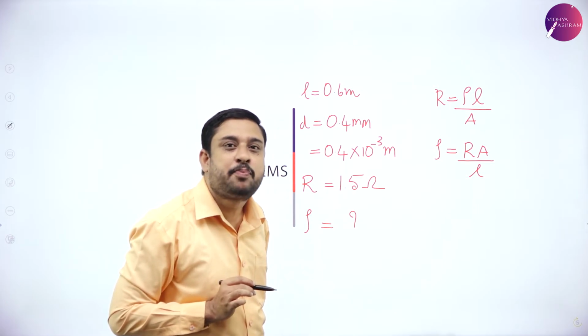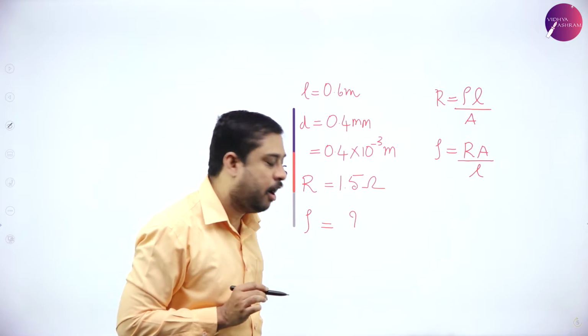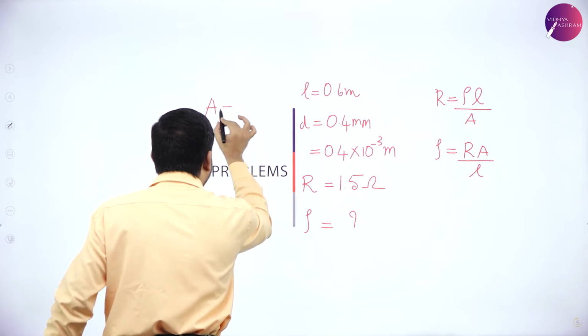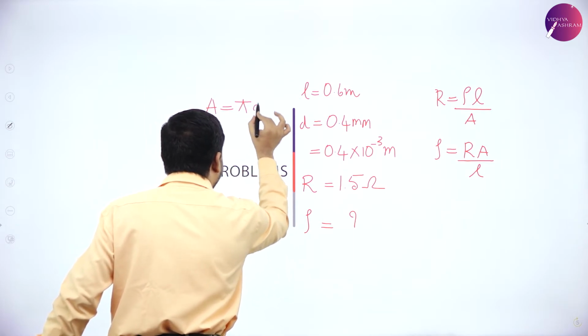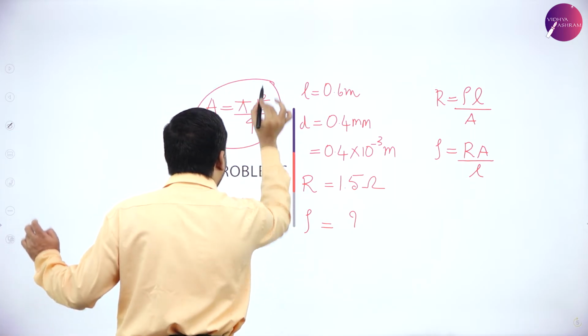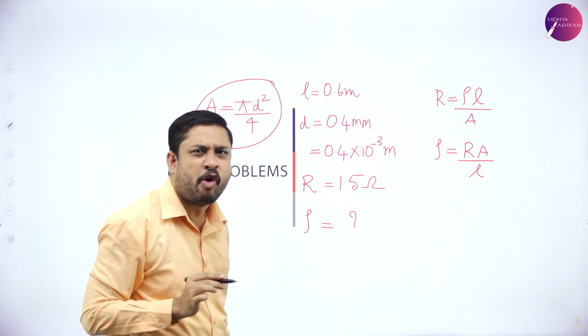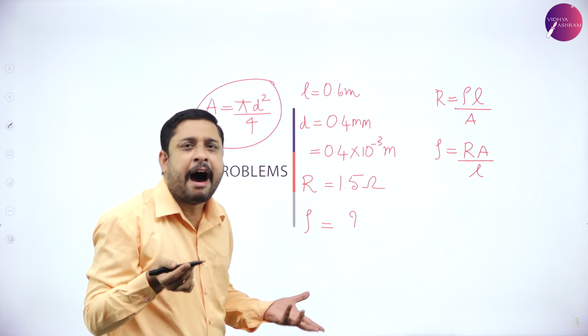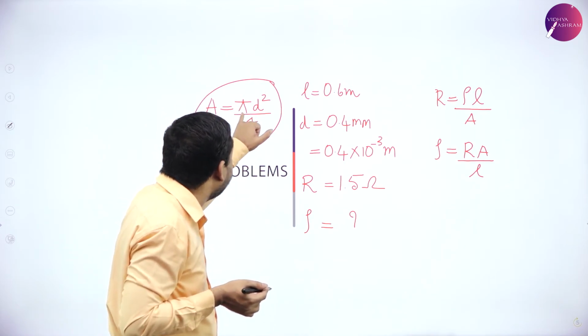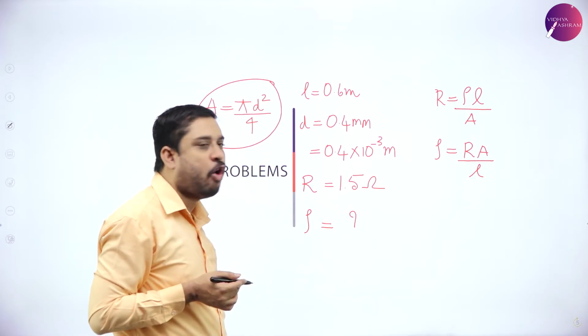How do you express area when diameter is given? Very simple. Remember this. When diameter is given, area is pi d square by 4. Pi r square, r is d by 2. So area is pi d square by 4.